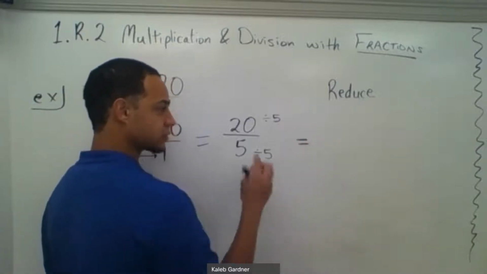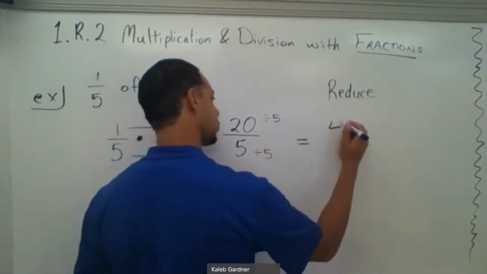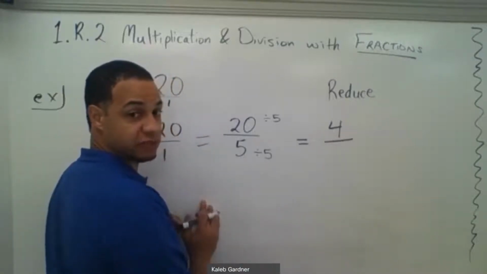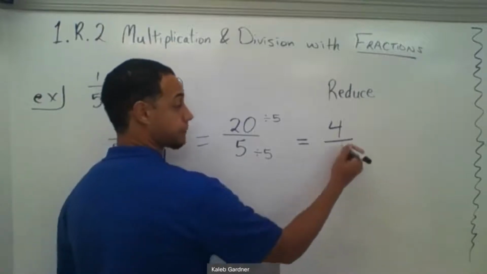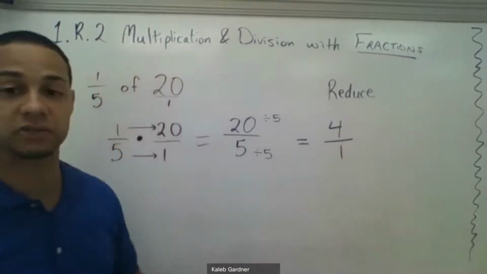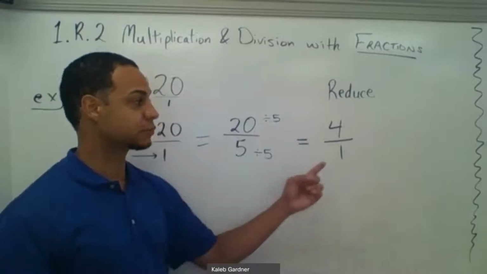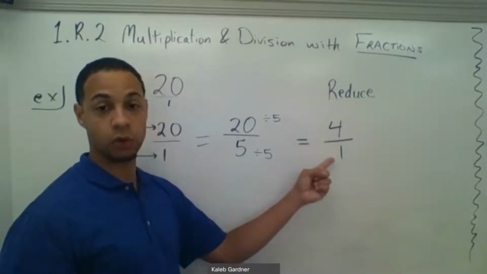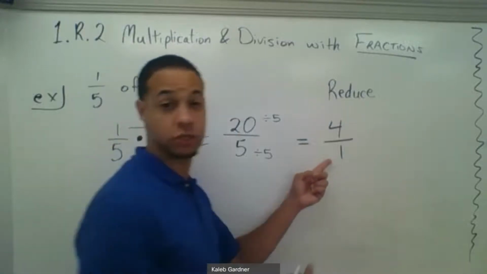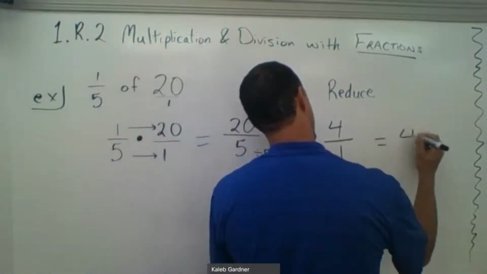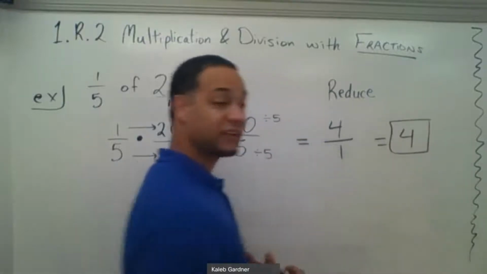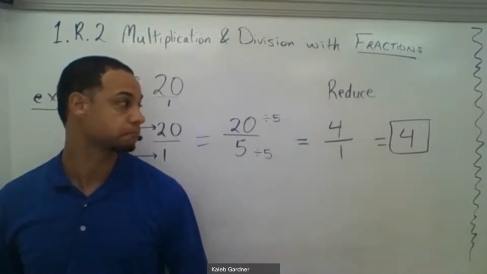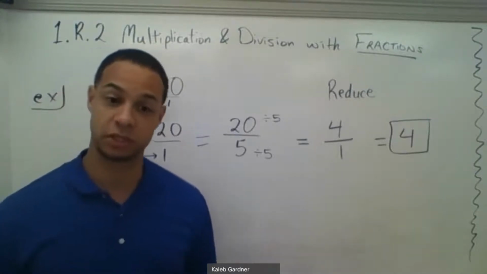So our final answer, 20 divided by 5 is 4. 5 divided by itself, anything divided by itself, is 1. All right, so that's our answer. However, this could be simplified even further. 4 divided by 1, or 4/1, is just 4. So 1/5 of 20 is 4. Okay, so let's continue.